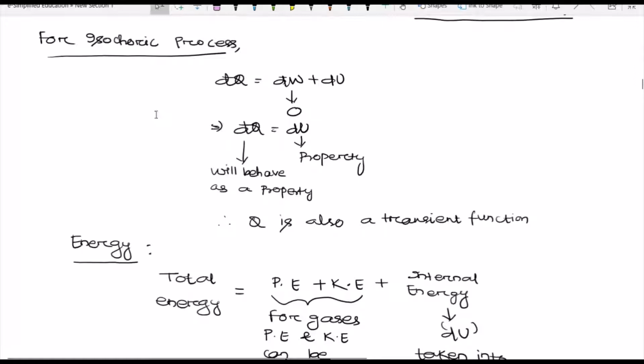Likewise in an isochoric process, work transfer is 0, so the change in work transfer is 0. So dQ equal to dW plus dU from the first law. Here dW is 0, so dQ equal to dU, then Q will behave as a property. So we can tell Q is also a transient function as it behaves as a property sometimes, like in an isochoric process. So from the first law of thermodynamics we defined one property, that is internal energy.